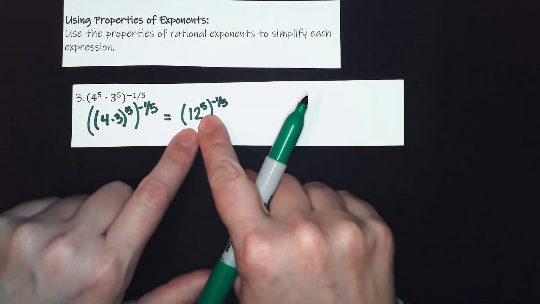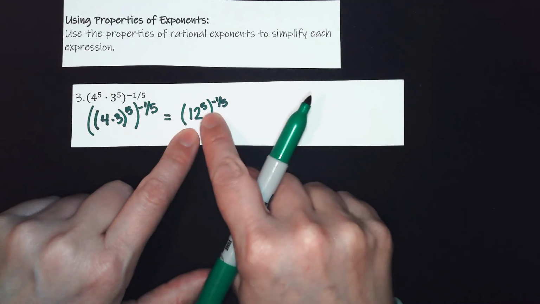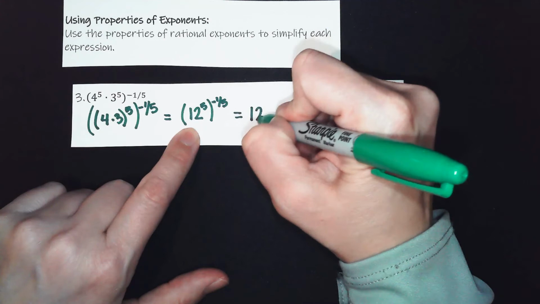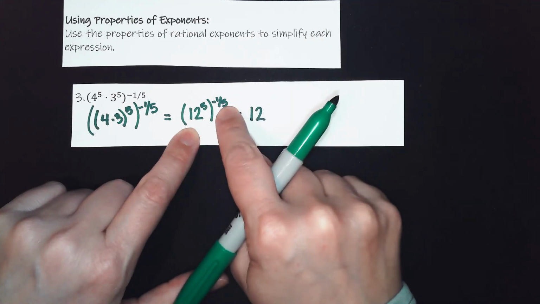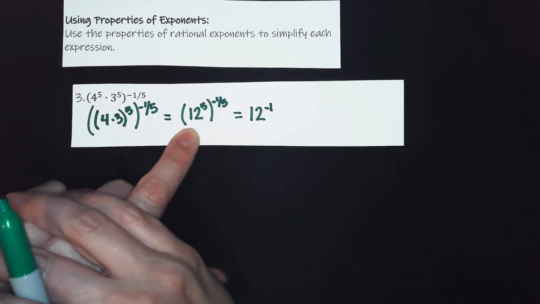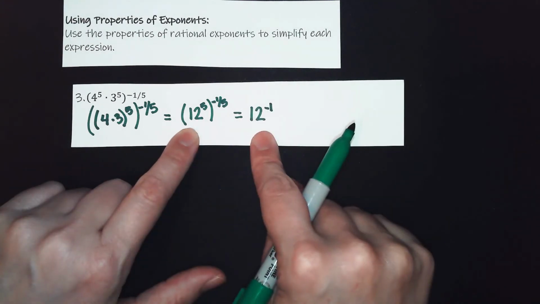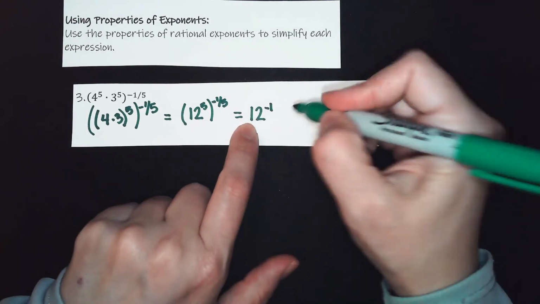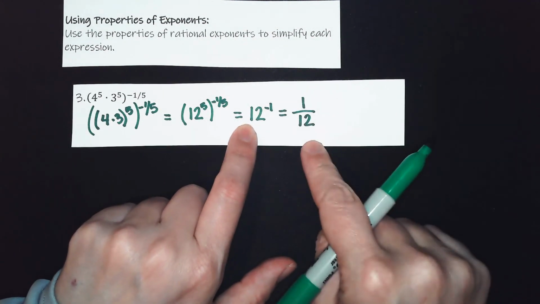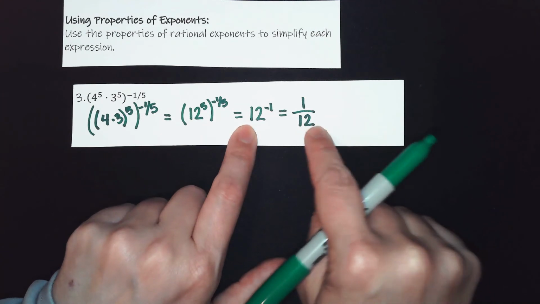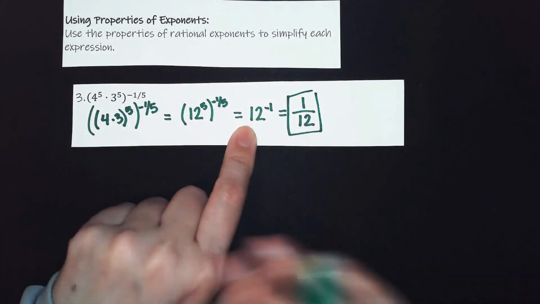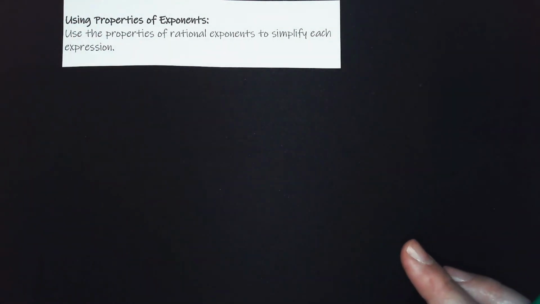Okay, so now I'm going to use that power rule. I multiply the two powers together, so I get 12, and I have 5 times negative 1/5 is negative 1. Okay, that uses the negative rule, which then turns this into a fraction, and it's 1/12 to the 1 power, but that exponent of 1 just leaves me with 12. Okay? All right, number 4.